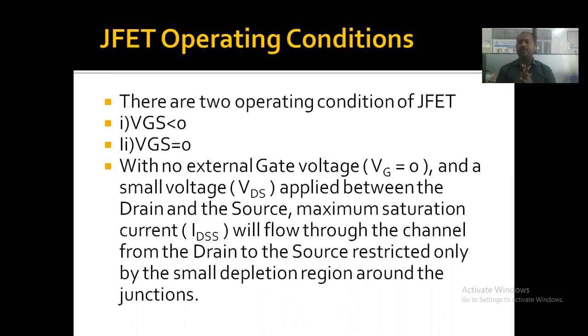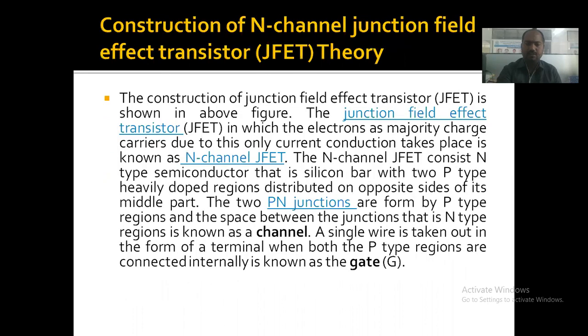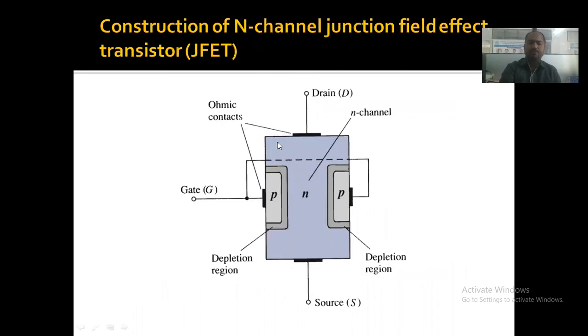So when we are not applying any voltage, in that case, what happens? See, there are three terminals in a JFET: gate, drain, and source, right? VGS equal to 0 indicates that between the gate and source we don't apply any voltage, but to operate this configuration, we apply some positive voltage between the drain and the source, right?